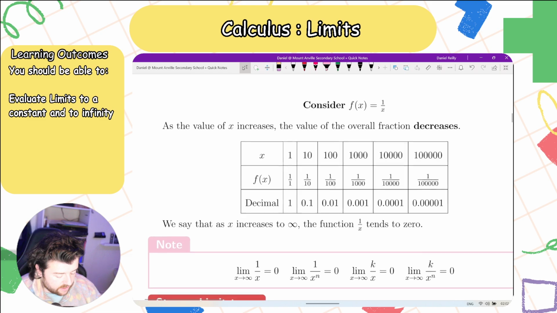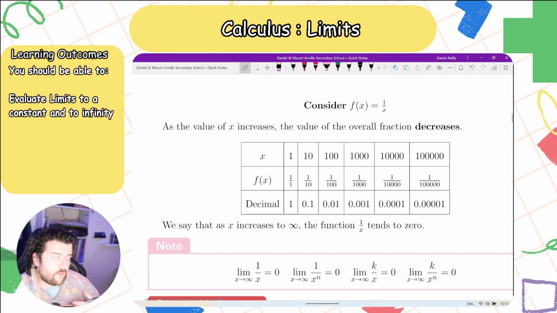Now let's consider something else. What about when my function goes towards infinity? So consider the function 1 over x. When x equals 1, my function equals 1. 10, 0.1. 100, 0.01. If I keep going and increase my values of x, my answer gets smaller and smaller. So we say that as x increases to infinity, the function tends to 0.